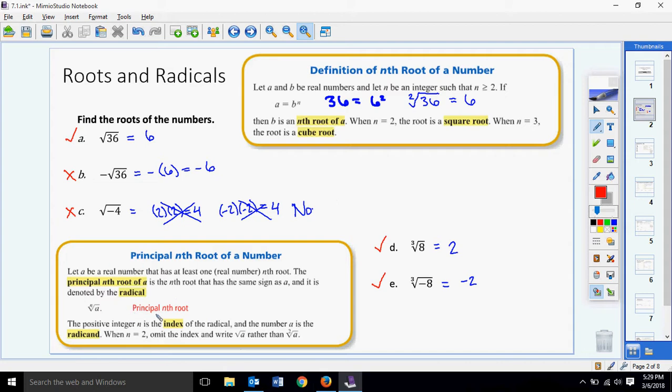The important thing about this box is the 2 vocab words, index and radicand. The index is whatever root you're taking. So mostly it's squared, but over here, the index was a 3. And then we have radicand. Radicand is the number underneath the radical. So the radicand in this problem was 8. The radicand in this problem was 36.